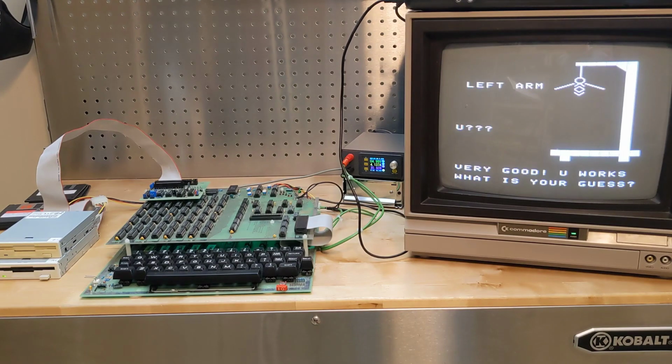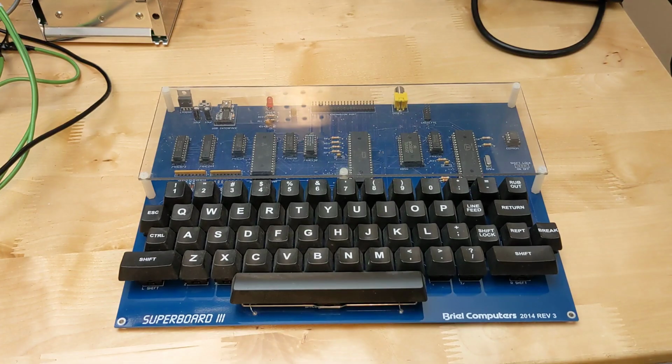I wrote numerous programs, including a disassembler, assembler, and some games. Within a few years, the computer was replaced by an Apple IIe and later IBM-compatible PCs. I had it in storage until it was damaged in a basement flood in the early 2000s, and I had to throw it out. As outlined in another series of videos, in 2015 I purchased a Briel Superboard 3, a modern replica of the Superboard 2.